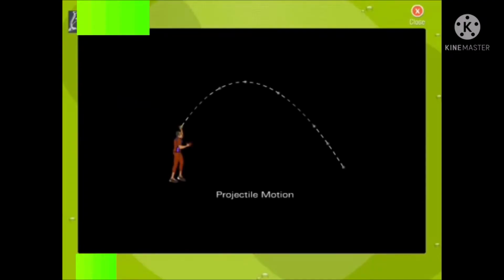Today we are going to discuss projectile motion. What is a projectile? Let us consider a javelin throw. A javelin follows a curved path and lands on the surface of the earth. Such objects, like a javelin, which move along a path determined by gravity and air resistance are called projectiles.